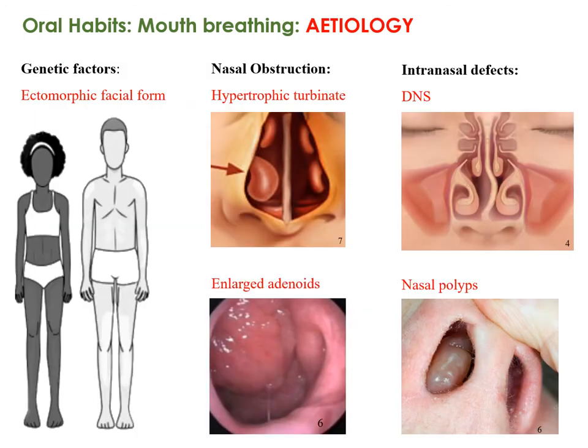The etiology of mouth breathing. People with an ectomorphic facial form, that is a long, narrow, and elongated facial form, are more predisposed to mouth breathing. People having any kind of nasal obstruction, that is hypertrophic turbinate or enlarged adenoids, also have a tendency to breathe through their mouth. And the presence of any intranasal defects, that is a deviated nasal septum or nasal polyps, will also encourage the patient to develop a mouth breathing habit.